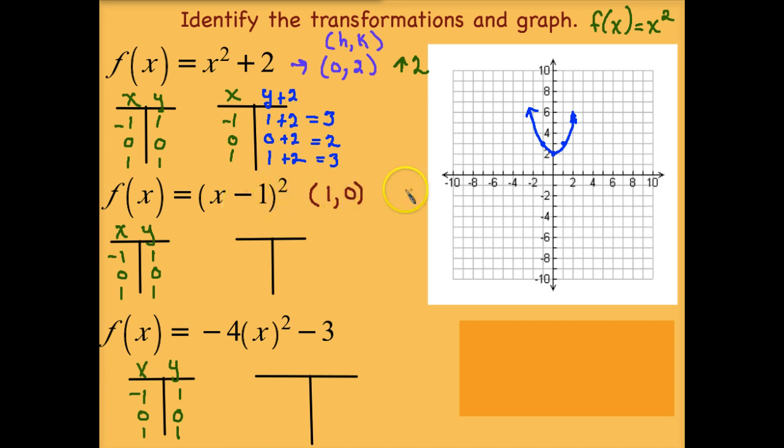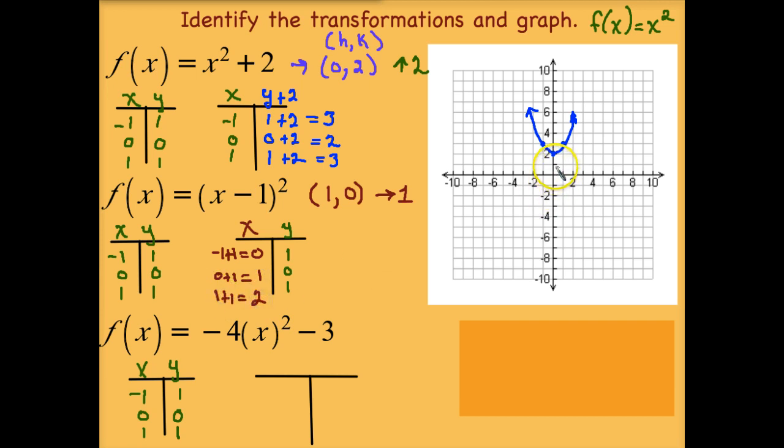What is our transformation? We said we move to the right 1. That is our transformation. Shift to the right 1. That will affect our x values, but not our y values. So we'll keep our y values the same as 1, 0, 1 from the parent function. But our x values we will transform. We will add 1 to each of our x values to come up with some new x values. So 0 plus 1 will give us 1, and 1 plus 1 gives us 2.